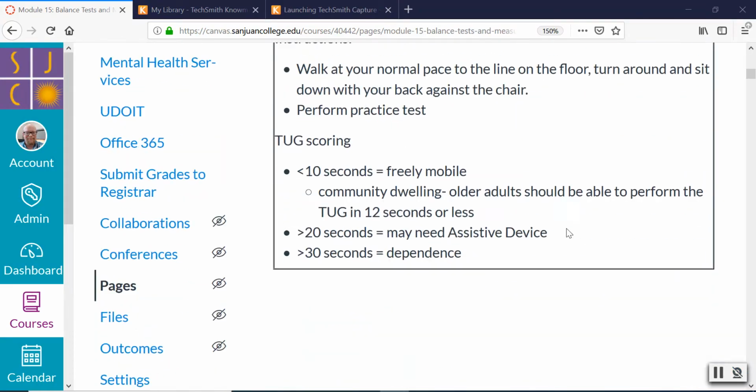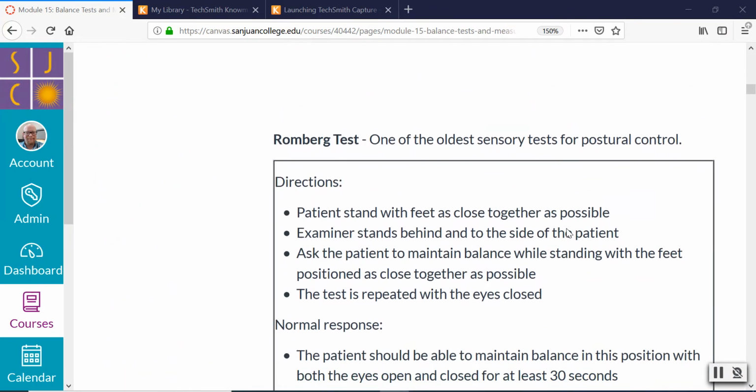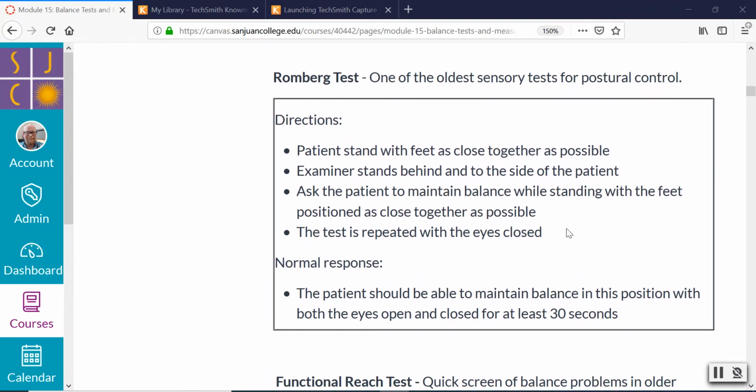So switching back, then the next one is called Romberg. Romberg is a super easy, quick test. This is one of the oldest ones done. You don't see it used very much anymore at all, just to be perfectly honest. But it is a decent quick test.